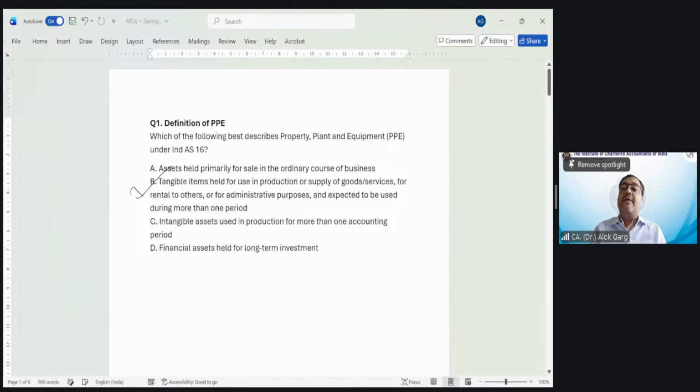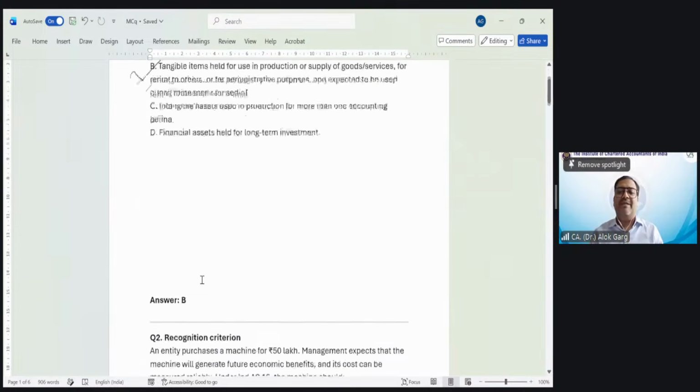Okay. What is the exception of the rental asset in the PPE standard? Exception क्या था? हमने कुछ exception पढ़ा था. Land and building. Land and building is the exception. If land and building are held for rental purposes, it will be part of investment property, not PPE.